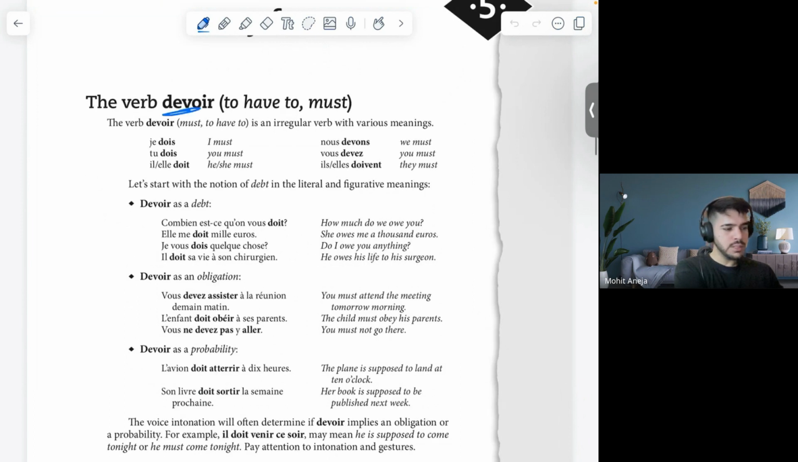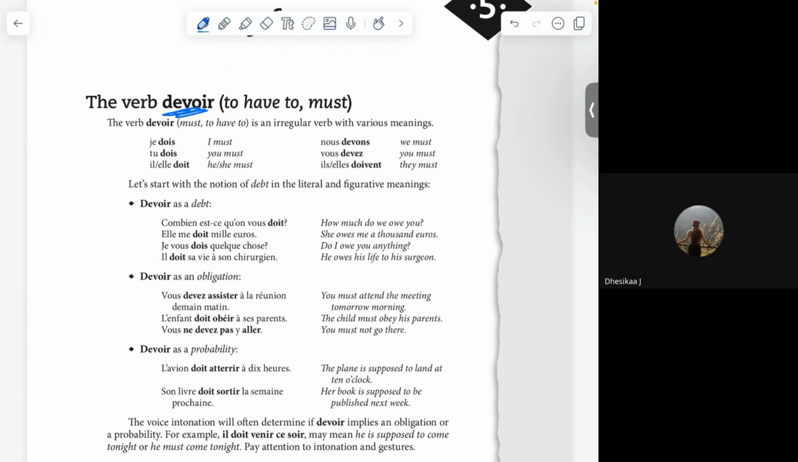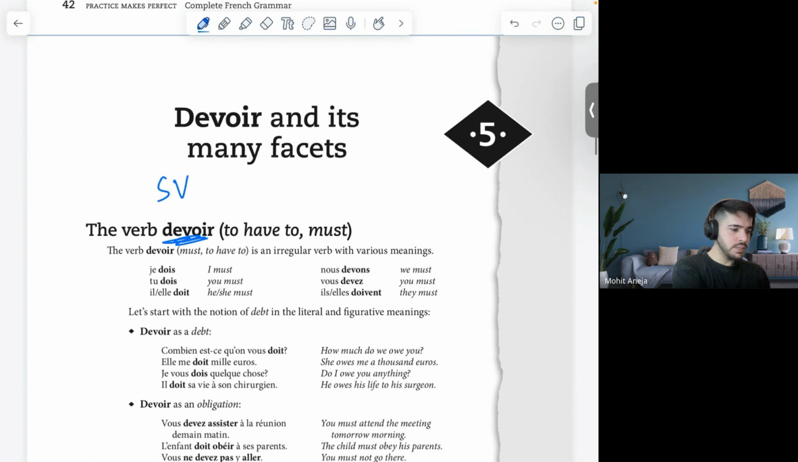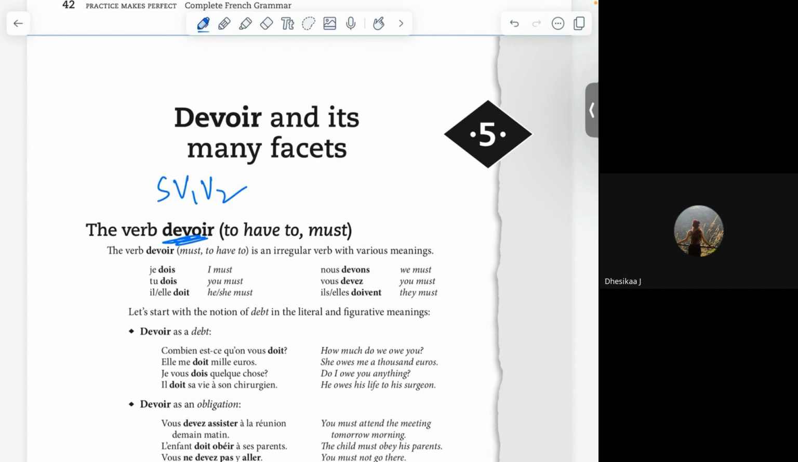So the verb devoir, what does that mean? Must. I must or I have to. Whenever there's an obligation in a task, that's when I employ the verb devoir. And this follows the pattern SV1, V2. What is the SV1, V2 pattern? Can someone repeat this for me? Sujet, verb one and verb two. So the first verb is always conjugated with the subject. The second verb will always be infinitive. I mean, the verb following the first verb is always infinitive.